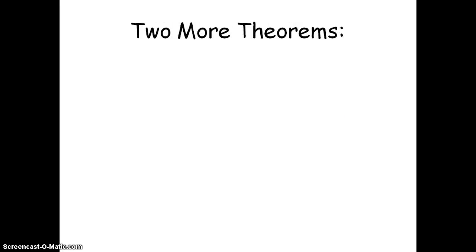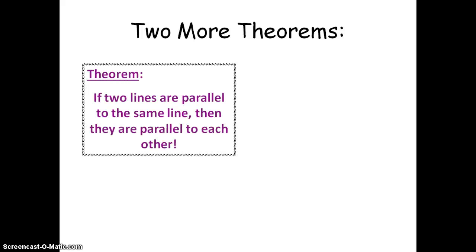We have two final theorems to go over. The first one says if two lines are parallel to the same line, then they are parallel to each other. So here I have two parallel lines. Then below I have that the two green lines are parallel. Since the red and green are both parallel to the same line, I can say that those top and bottom lines are parallel to each other.